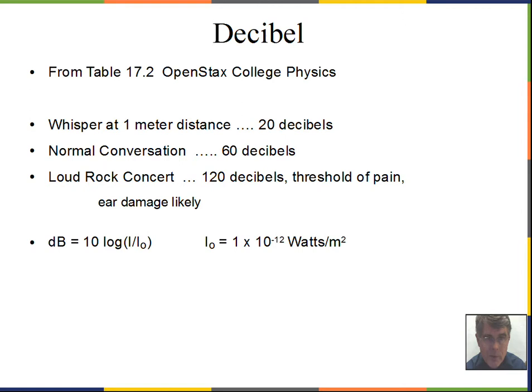It's called the decibel, and there are rough numbers given in the OpenStax College Physics textbook, table 17.2, in chapter 17. If you're standing 1 meter away from someone who is whispering, just a gentle whisper, that would be about 20 decibels for the loudness. A normal conversation, about 60 decibels. If you're going to a loud rock concert, it depends on how far away you are from the speakers, but in that situation you could be exposed to 120 decibels.